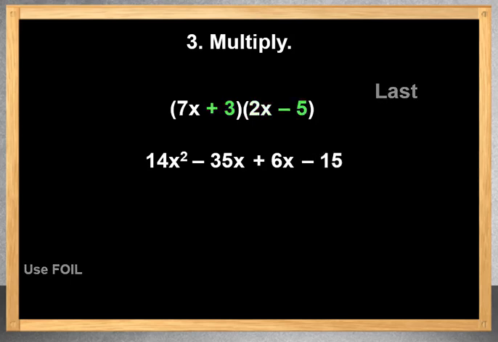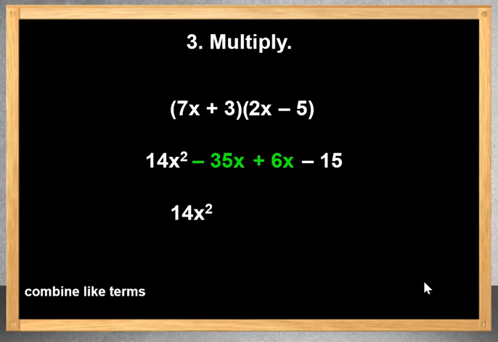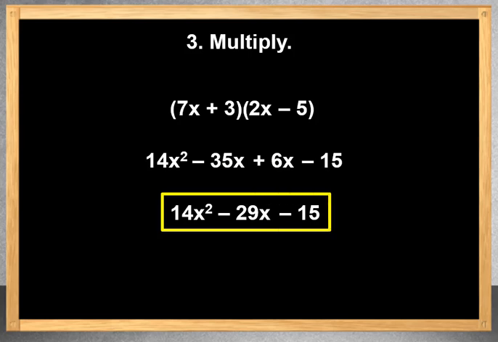And then try to look for any like terms, and the like terms will probably be in the middle here, and they are. So let's combine negative 35 with a positive 6. Okay, so we'll write 14x squared. Negative 35 plus 6 is negative 29. That's minus 29x minus 15. And there you have multiplication.